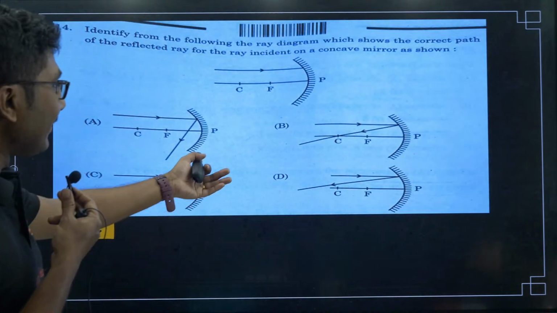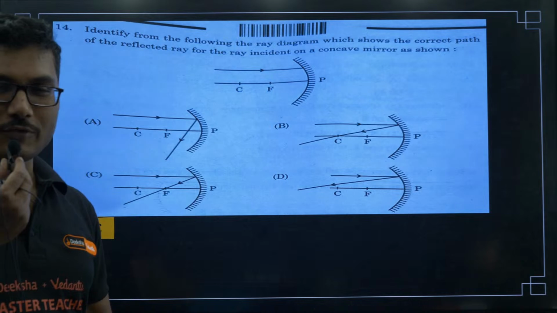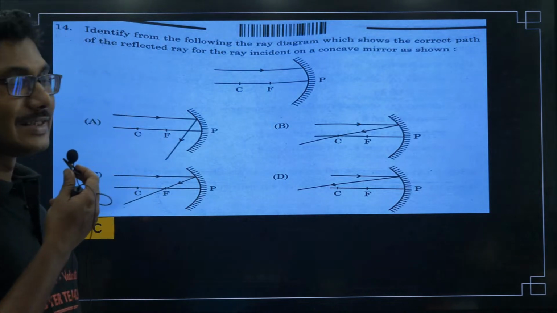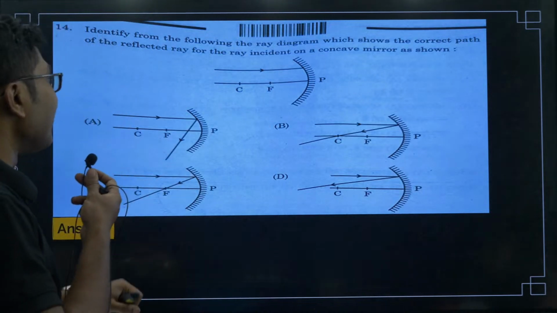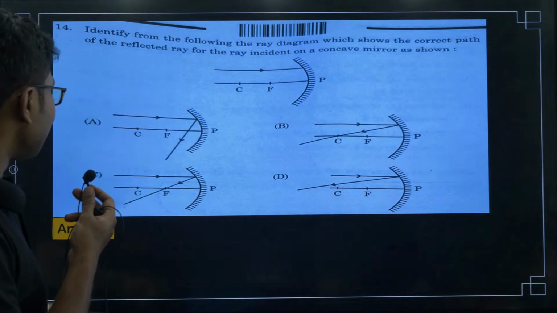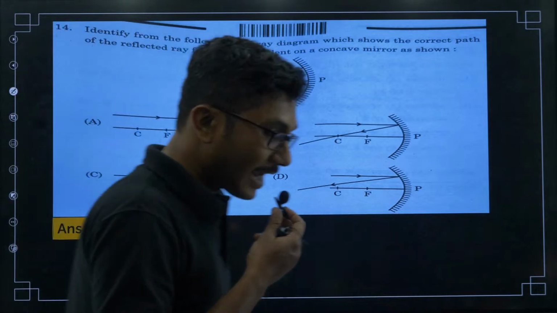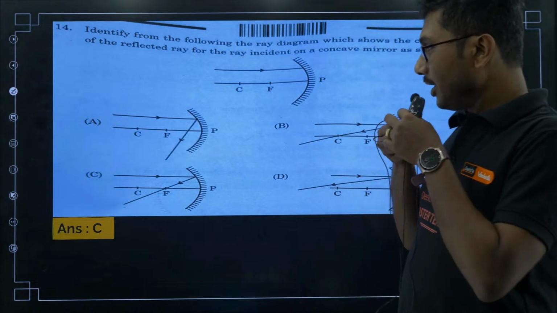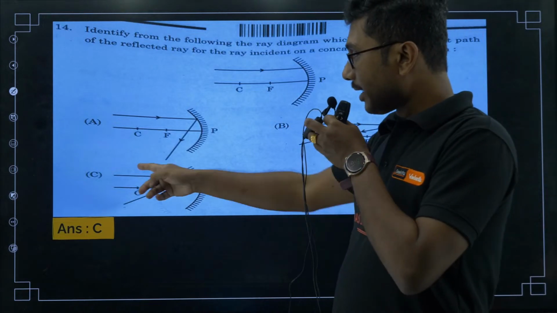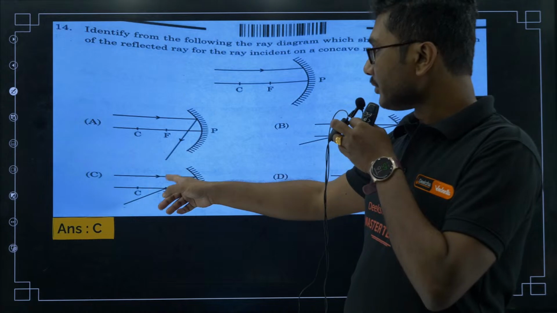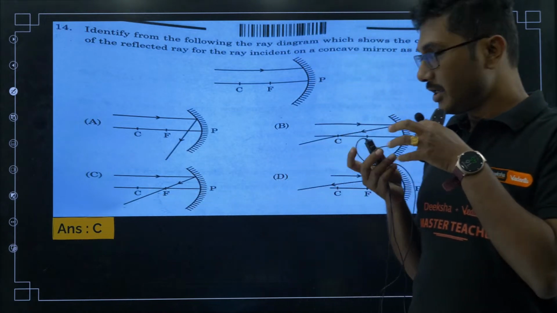And then this is a very easy question. If you have followed any of the lectures where I have discussed ray diagrams, this is the principal ray. So here obviously option C is the correct answer, because once the parallel ray falls on the mirror, after reflection it passes through the focus, right?